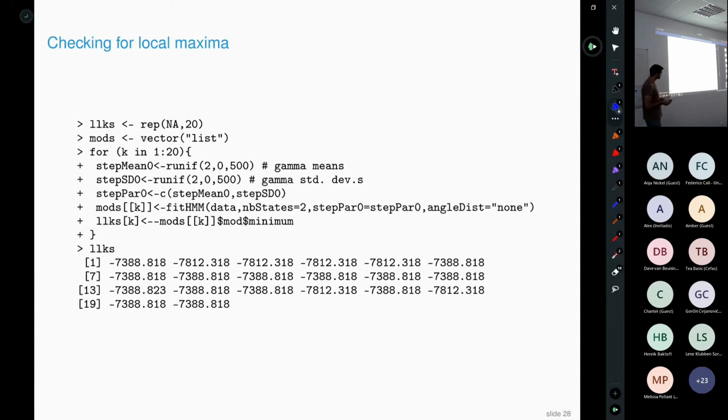Now local maxima, just to illustrate this. What we then do in practice, so that you have heard it once at least, this will not be the first thing you do yourself, but you should know that this is what actually happens in practice. What we do is we fit this model many times for lots of different starting values. So we just try out lots of different starting values.